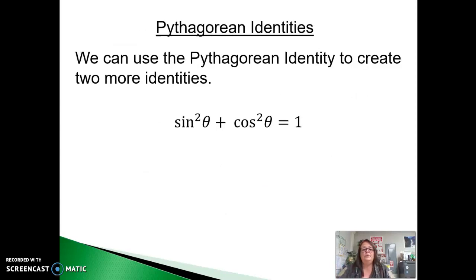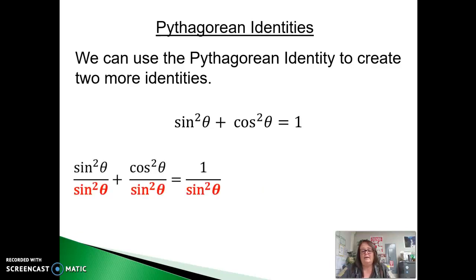So coming back to this original identity, I can take each of those terms and divide them by sine squared of theta. And what you'll notice is in this first fraction, these are going to reduce down to 1. In this second fraction, we said that cosine of theta divided by sine of theta was cotangent of theta. So that fraction is representing cotangent squared of theta. And on the last one, we said the reciprocal of the sine of theta was cosecant of theta. So that means that that fraction represents the cosecant squared of theta.